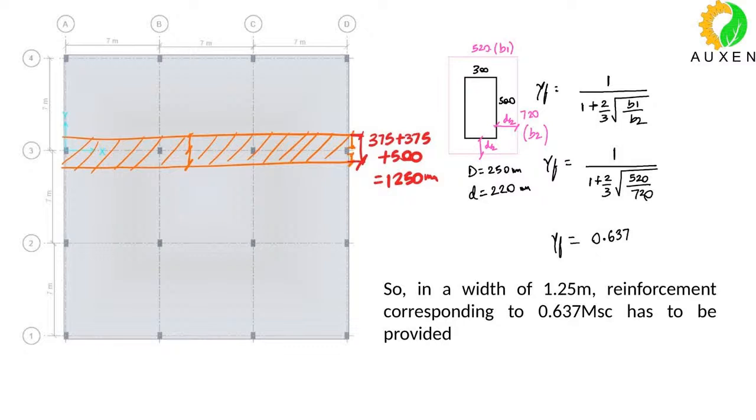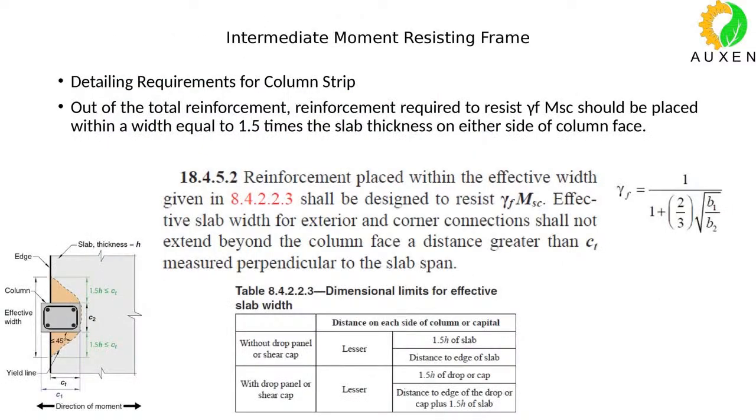So out of the column strip width of 3.5, I have to concentrate more reinforcement in this particular strip width. Why do we have to do so? Because in this zone there will be a moment transfer from slab to columns. Okay, so this is what is written in this particular clause. In this particular width, the unbalanced moment will be transferred from slab to column.